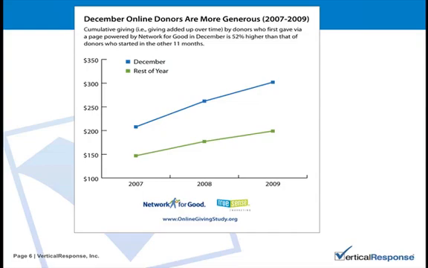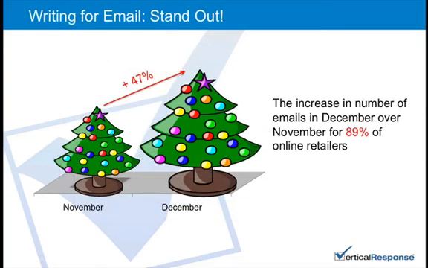Again, it's a great time of year for people to be giving gifts, and a donation to a nonprofit is something that will work really well for a lot of people as a gift, and that's something we're going to talk about a little bit. So this slide, the increase in the number of emails sent from November, which is a big email sending month already, to December is a 47% increase. And that's a lot of emails coming into people's inboxes.